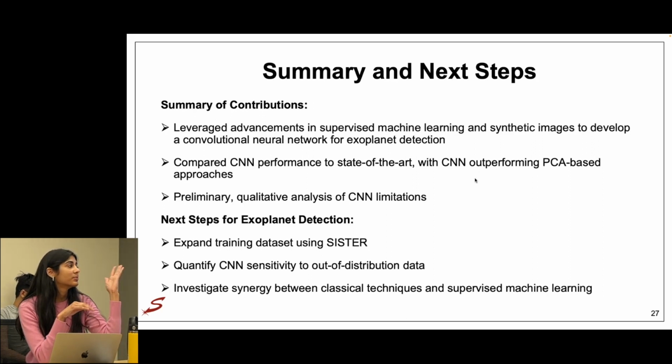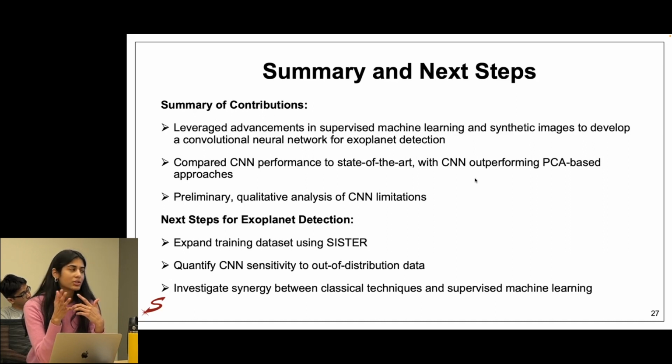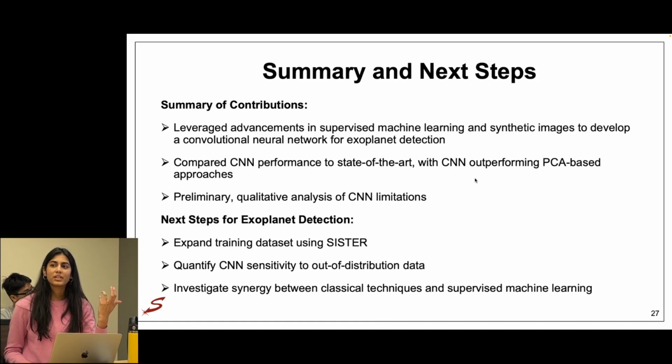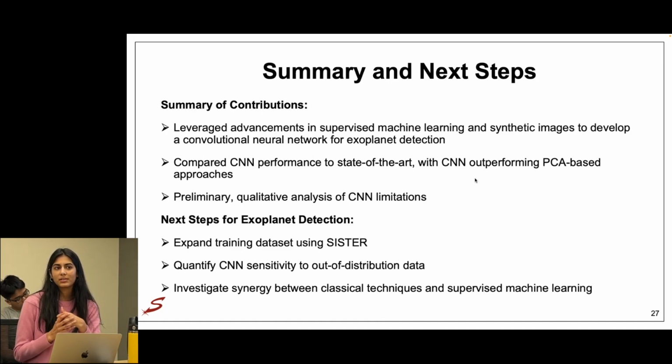The next steps for specifically this exoplanet detection part of this problem: number one is to expand the training data set using Sister, as well as we want to have a more quantified sensitivity of the CNN to out-of-distribution images. And then finally, we've discussed how the CNN and supervised machine learning can outperform some of these classical techniques, but they've been pretty effective for a while, and there's opportunity for there to be some synergy with using principal component analysis or some of these background estimation techniques in conjunction with our CNN. So looking into how we can combine some of these state-of-the-art with our current approach.